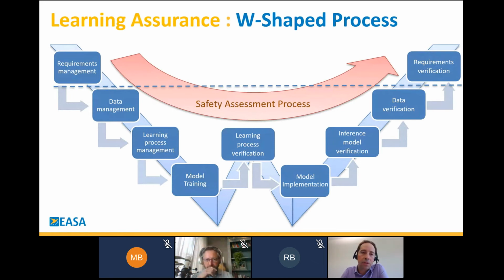The very important thing to say is that above the dotted line, we are still in requirements management and requirements verification, so a more traditional development assurance framework, like a flow down of requirements. But at some point, we will meet machine learning. We will need a very important step of data management, then a management of the learning process, a verification of that learning process, before going into an implementation of the model, and before being capable of verifying, by ramping up here, the inference and the final implementation of the function. Of course, the safety assessment process is a very important integral process to all of what will happen in this W-shaped cycle.